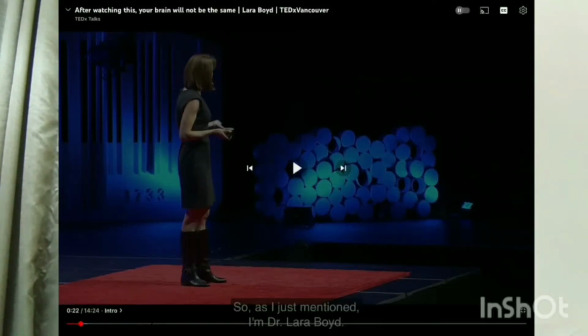Then, on stage 4, I became aware of the speaker introducing herself. She mentioned that she is Dr. Lara Bjorn, who is a brain researcher at University of British Columbia.